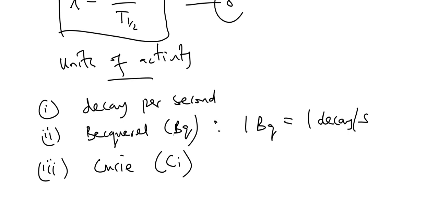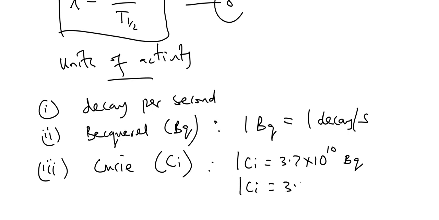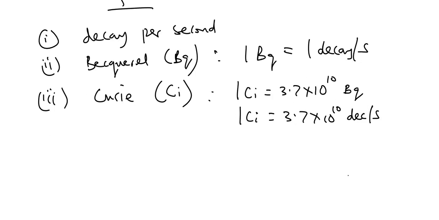The symbol for becquerel is capital letter B, small letter q. The symbol for Curie is capital letter C, small letter i. This Curie is related to becquerel or decay per second as 3.7 times 10 raised to the power 10 becquerel, or 10 raised to the power 10 decay per second. It's the same thing, because 1 becquerel is 1 decay per second. So these are the units that you can use for your activity.